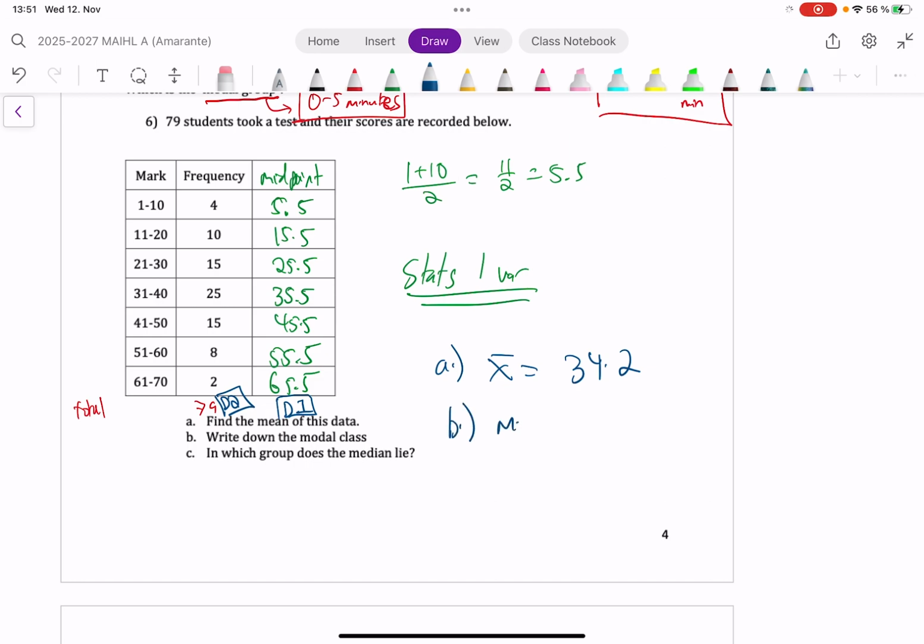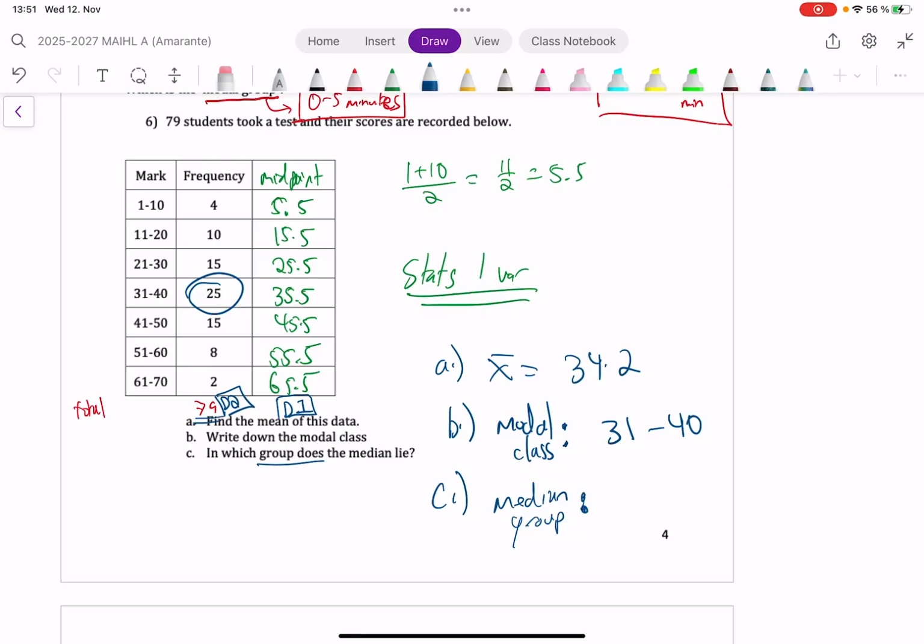B asks you for the modal class. The modal class is the one that's most common, which is this one. So it's 31 to 40. Right? 31 to 40 is where the most grades were, right? And then the last part, it says find in which group does the median lie. So the median group will again be one of these groups. We have to figure out which one.